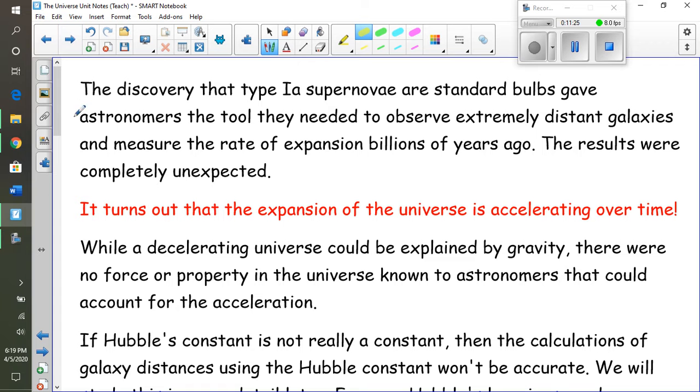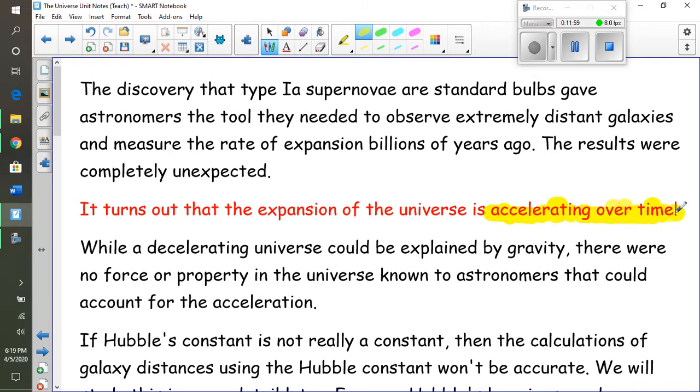Well, that might not be the case. Maybe it is. So when we take a look at Type 1a supernova, so remember that's the white dwarf one, we use those as standard bulbs, and it gives astronomers the tools they need to observe extremely distant galaxies and measure the rate of expansion billions of years ago. And the results were very unexpected. It turns out that the expansion of the universe is actually accelerating with time.